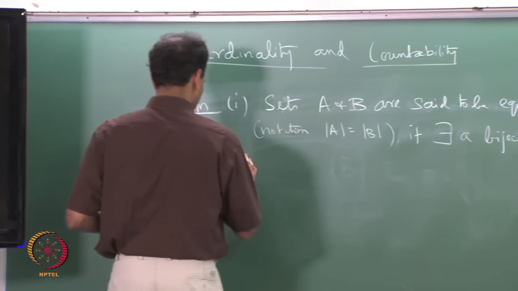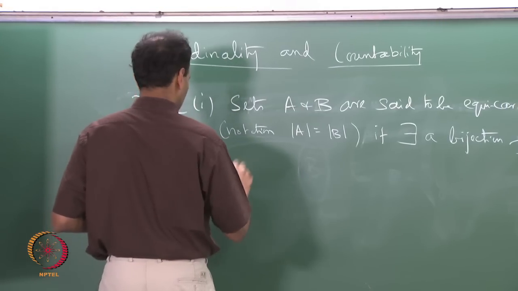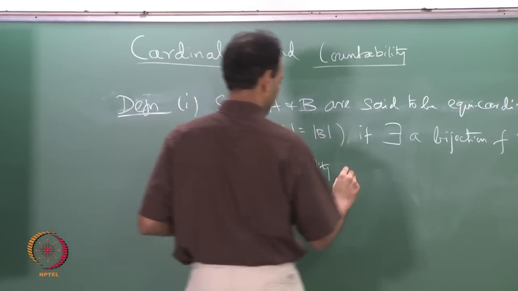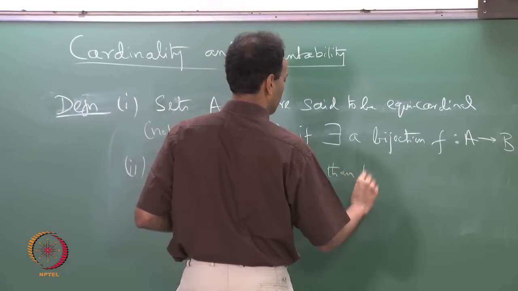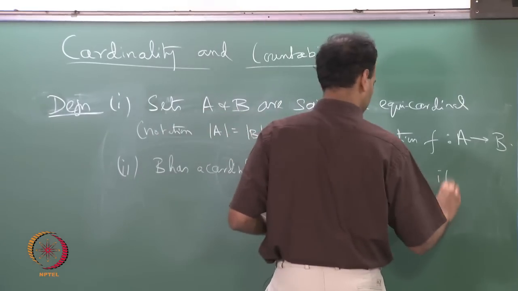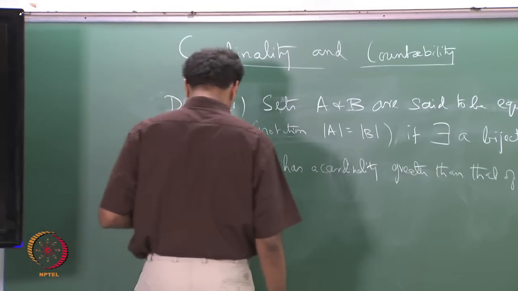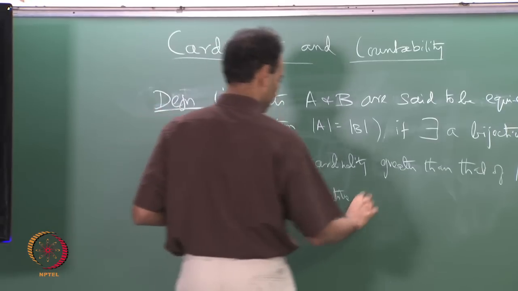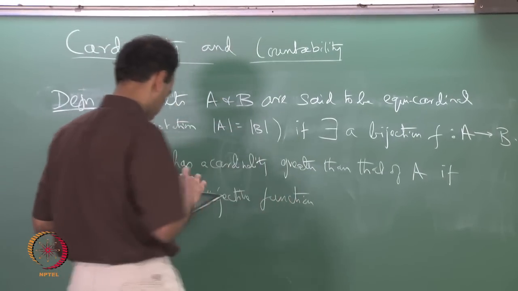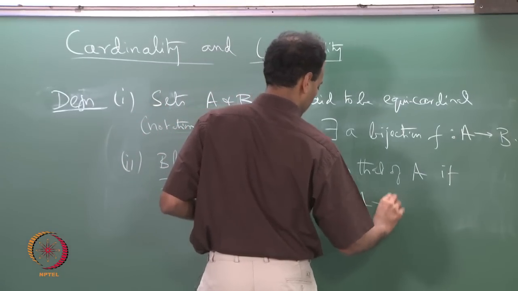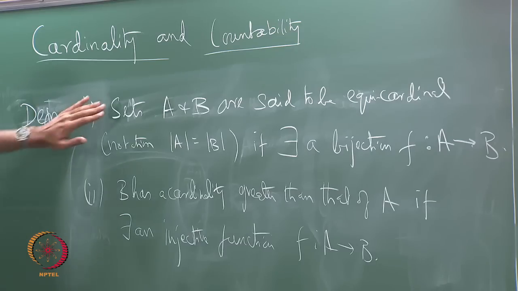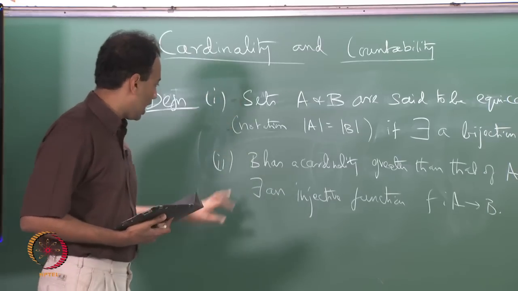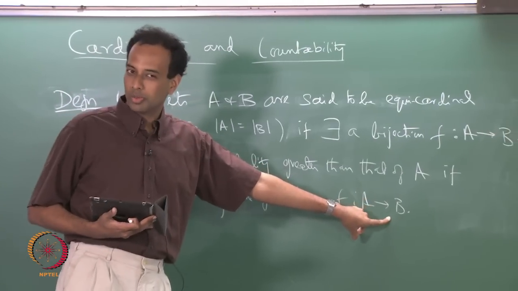And the related definitions, I will just put down two related definitions. So B has a cardinality greater than that of A if there exists an injective function from A to B. Right. So if you can put the elements of A and B in a 1-to-1 and onto map, then they are said to be equicardinal. So if it so happens that you can find an injective function from A to B, remember what an injective function is?